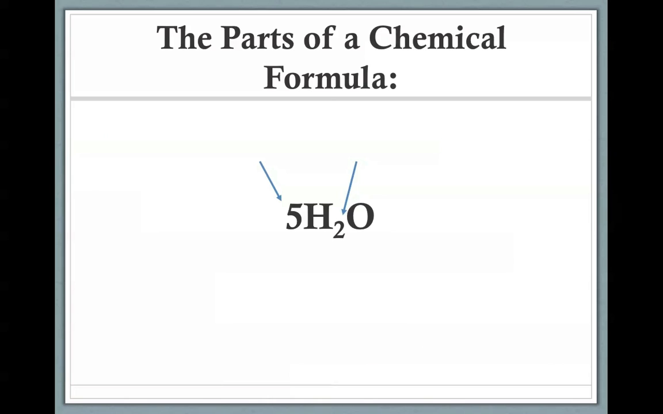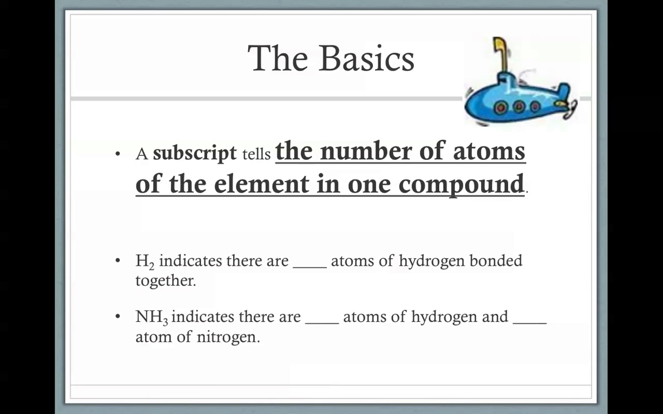Alright, the parts of a formula. There are two important numbers that are going to come up in our chemical formulas. The ones out in front are called coefficients. This 5 means I have 5 water molecules present. And then the 2, which is within the chemical formula, the subscript, means that within one molecule of H2O, I have 2 hydrogens. So let's go over that a little bit more, just so you can get a brief understanding of it, and then we'll practice this more in class.